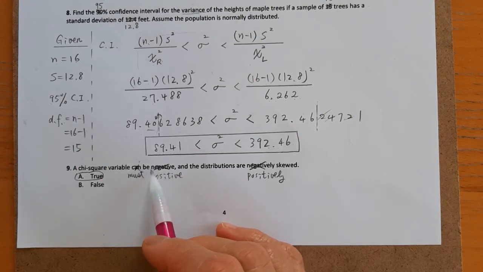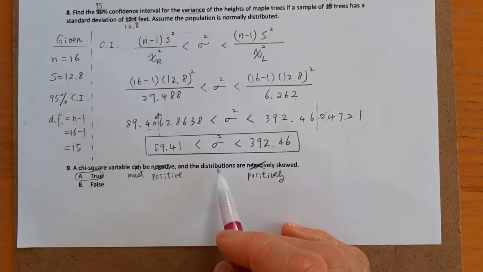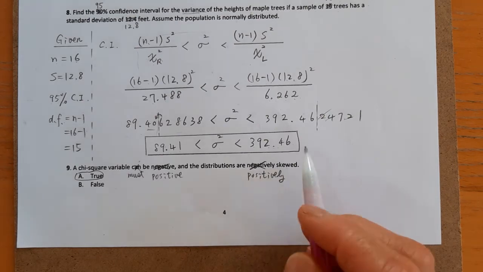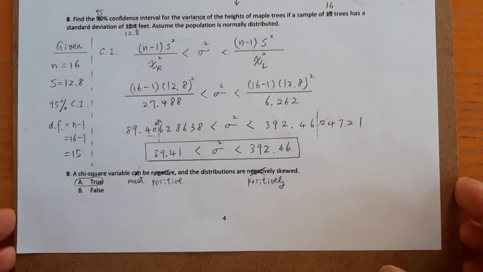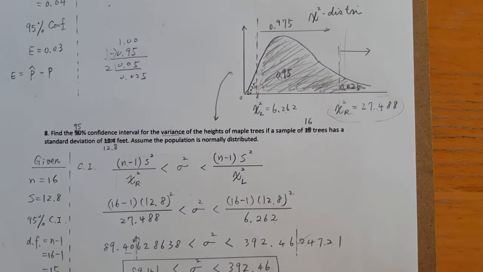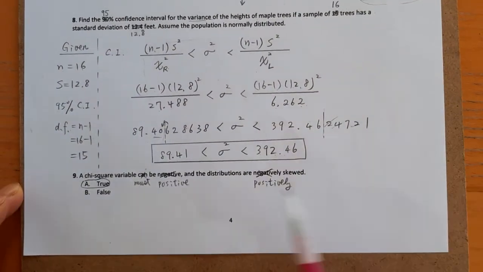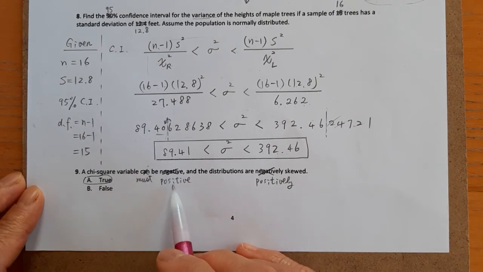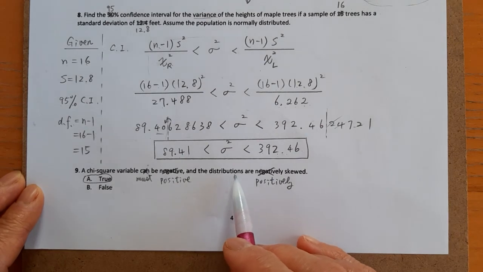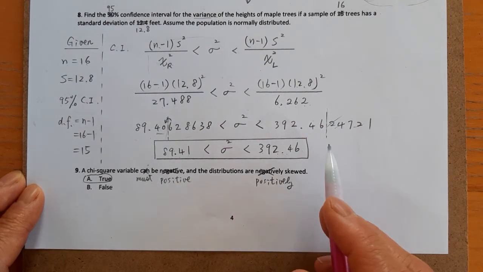Next one: a chi-square variable can be negative, and the distribution is negatively skewed. True or false, that's your homework. Now I change it. If a chi-square variable must be positive, and the distribution is positively skewed.